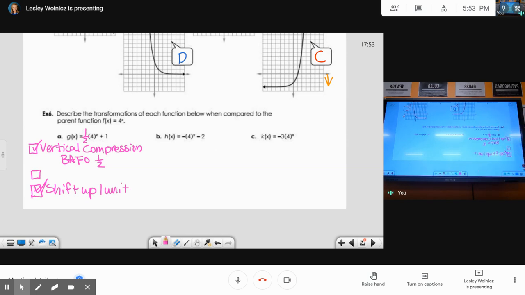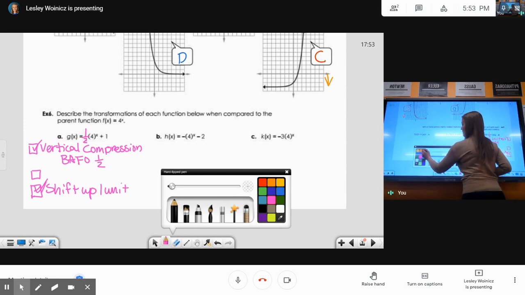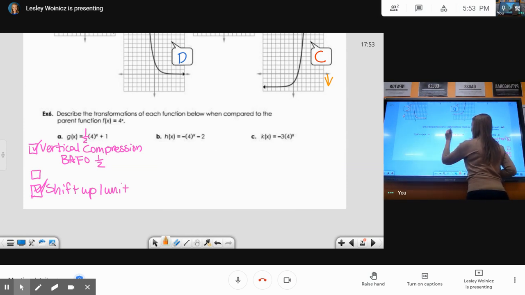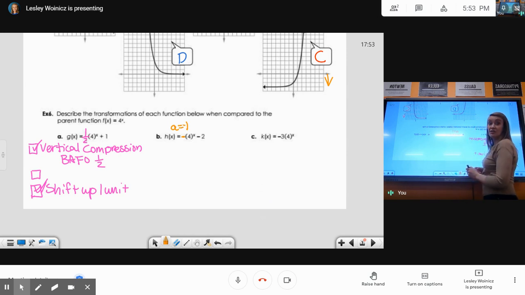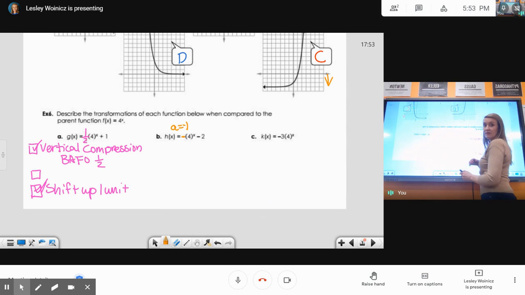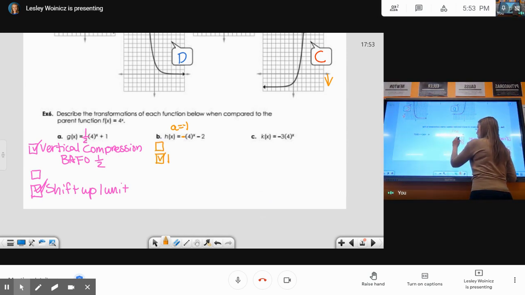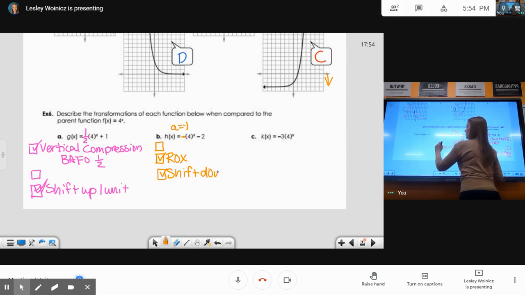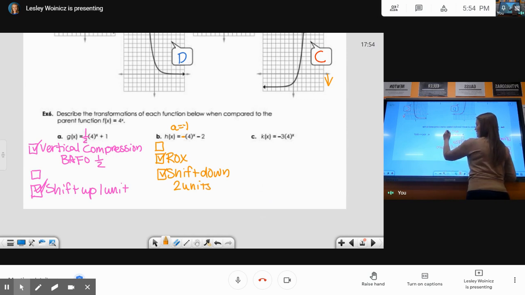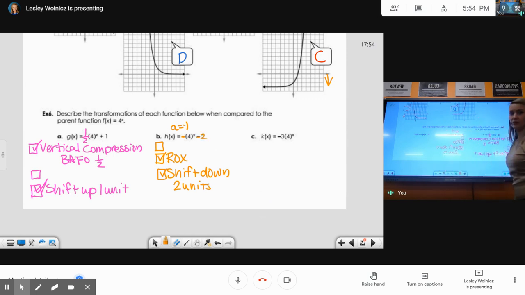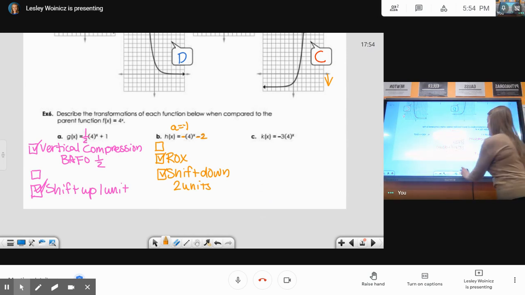Okay, looking at B, I see that I have a -1 for my A value. It's not stretched or compressed, it's just reflected in the x-axis. So I don't have a stretch or compression, but I do have a reflection. And then I have a shift down 2 units. Remember that D tells the truth.